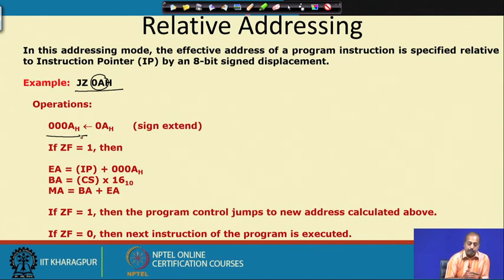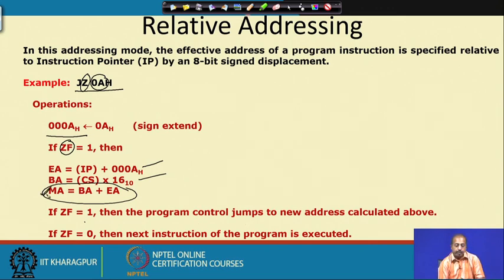Now, this is jump on zero, so it will check the zero flag. If the zero flag is equal to 1, then the effective address will be IP plus this extended value, 000A hex. Base address is CS into 16, which is good for any code segment access, and then the memory address will be BA plus EA. That will finally be the memory location. If the zero flag is 1, then the program control will jump to this particular address, and if the zero flag is 0, then it is as if the instruction is not there. It will execute the next instruction in the sequence.